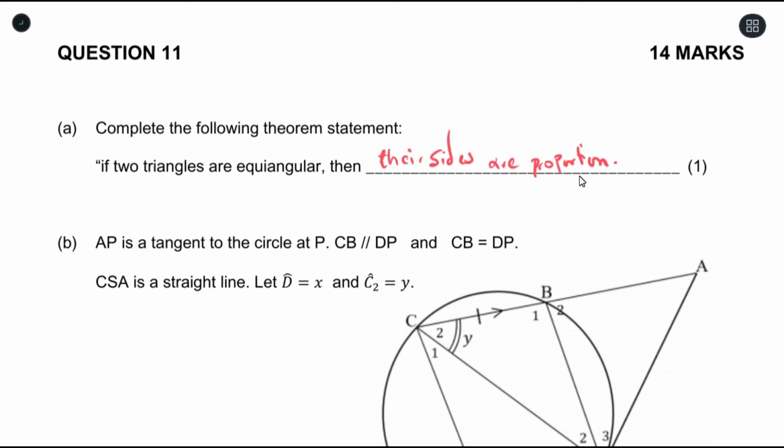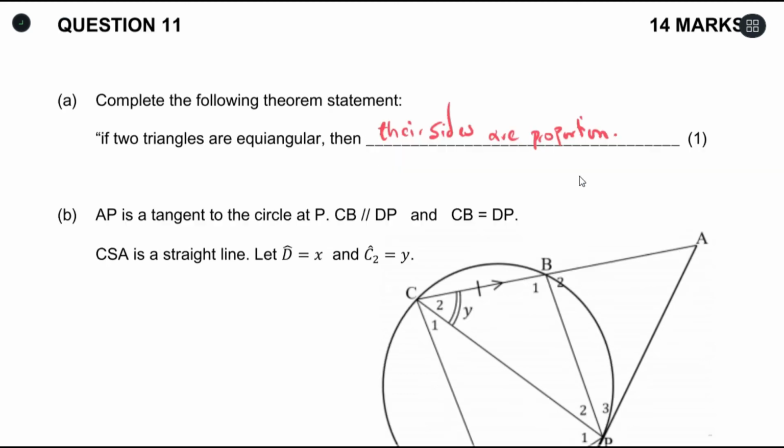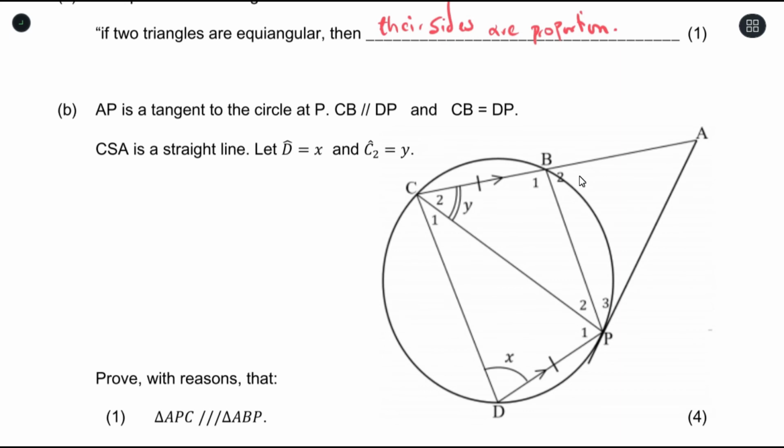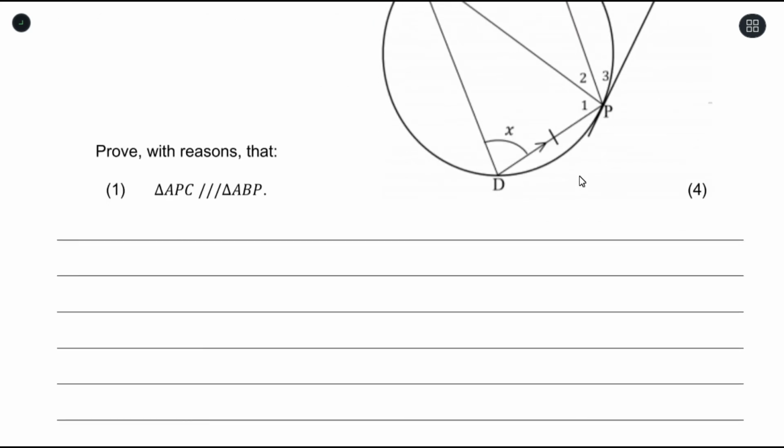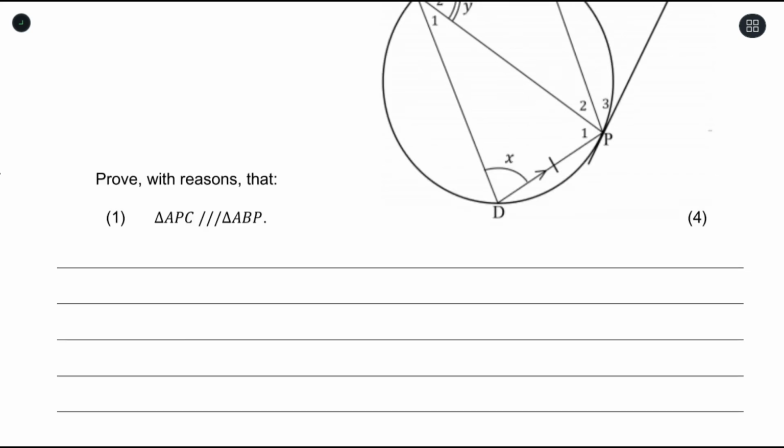Moving on to B. B says AP is a tangent to the circle at P and CB is parallel to DP. We are given that CB is equals to DP. We have a straight line CSA and let D be X and C2 be Y. Now prove with reasons that triangle APC is similar to triangle APB. An easier way to get this is that we know that this angle here will be equal to that angle here in my triangle. This angle here is going to be equal to that angle there in my triangle. And finally, that is equal to that. But we need to give reasons why they are equal.